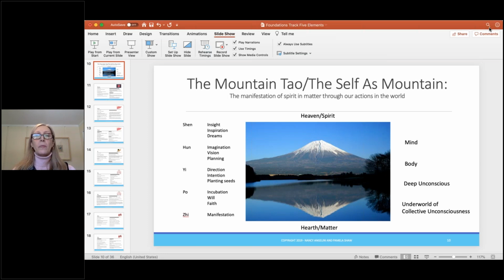And the Po as will and faith and incubation. It's this kind of mysterious place of just before you have some direction, or just before you have some intention. There's this impulse. There's this very quiet thing inside, an energy that kind of pushes you like this, and all of a sudden you're going, right? So that's the Po. And the Zhi is manifestation.